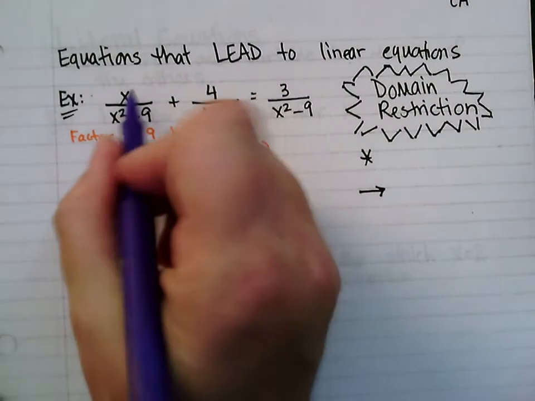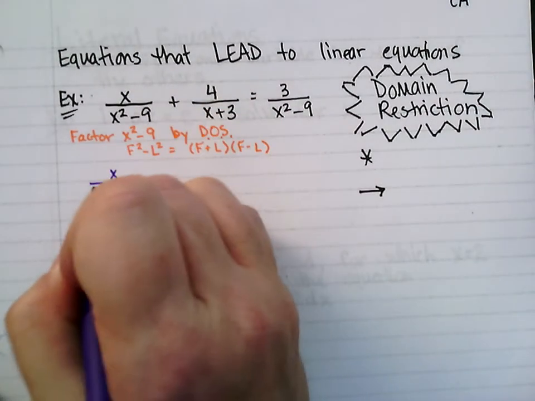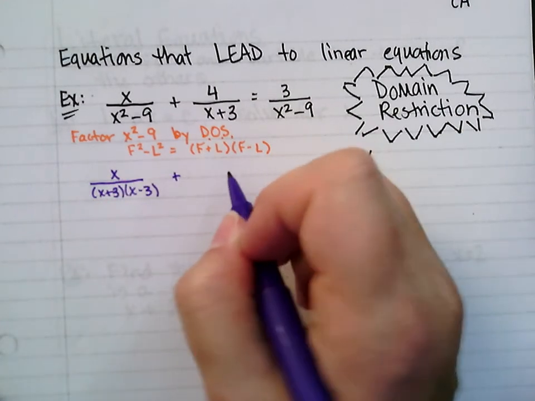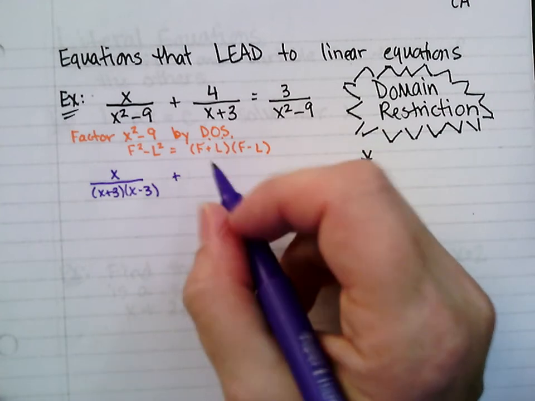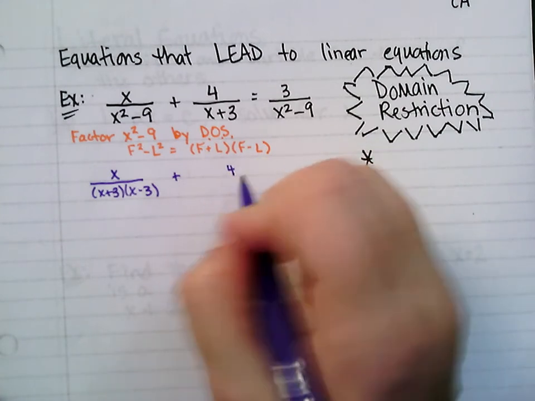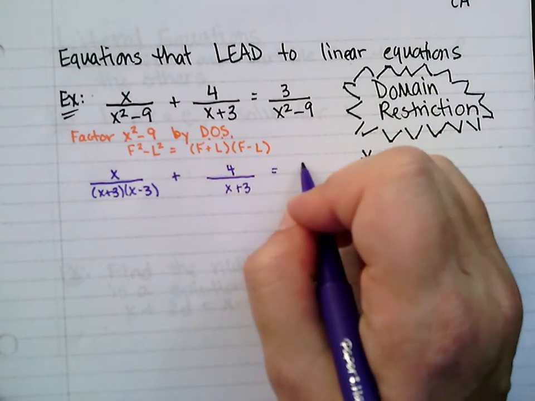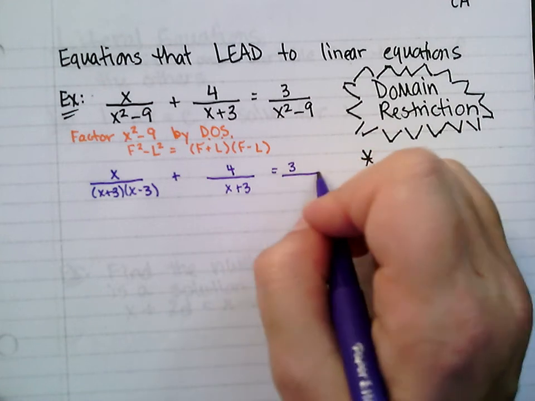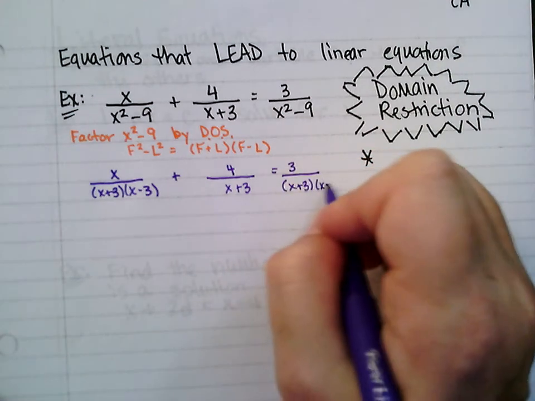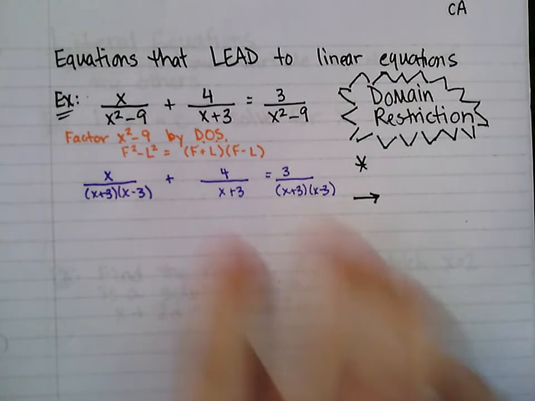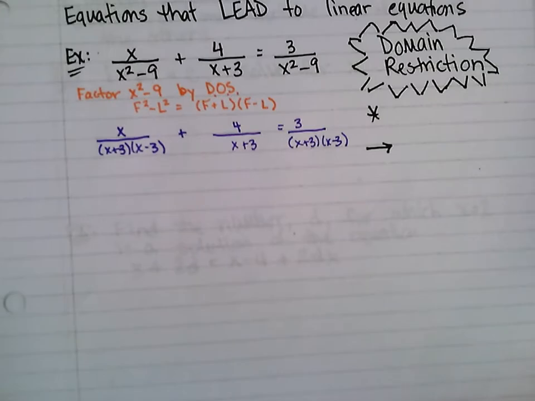So when I factor this, I will have x over x plus 3 times x minus 3 plus, I'm going to leave some space here because I know what I'm going to be doing here, 4 over x plus 3 equals 3 over x plus 3 x minus 3. Maybe I'll write that down again later. We'll see. Okay. The next thing we need to do is we need to look at domain restrictions.